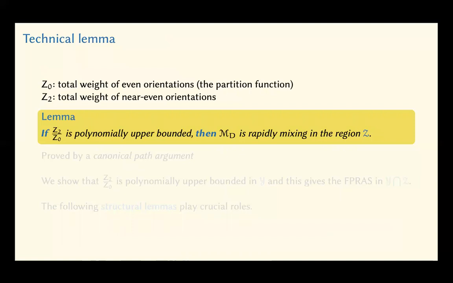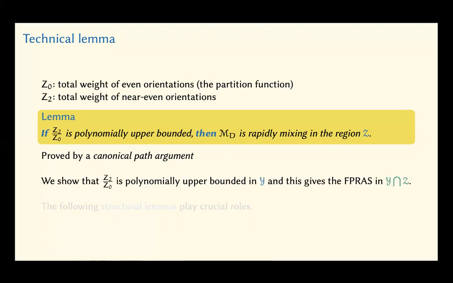In order to count via sampling, we need to prove the rapid mixing of the Markov chain. So here's the technical lemma. We denote by Z0 the total weight of even orientations in the partition function, and Z2 the total weight of near-even orientations. The lemma says if Z2 over Z0 is polynomially upper bounded, then the Markov chain is rapidly mixing in the region Z. This lemma was proved by a canonical path argument, which I'm not going to show here. We show that Z2 over Z0 is polynomially upper bounded in Y, and this gives the FPRAS in Y intersecting Z.